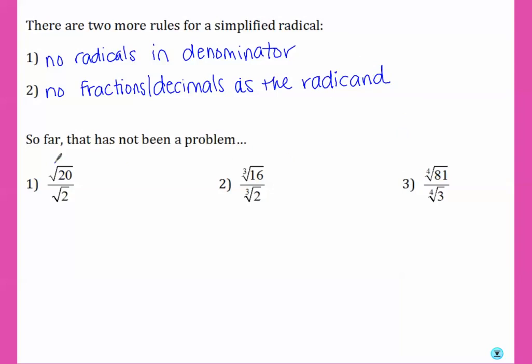So in previous lessons, we've been able to simplify these by dividing the numbers underneath because they both have the same root. So the square root of 20 divided by the square root of 2 would equal the square root of 10, which we cannot simplify any further. The cube root of 16 divided by the cube root of 2 would be the cube root of 8, which simplifies to 2. And the fourth root of 81 divided by the fourth root of 3 becomes the fourth root of 27, which we also cannot simplify.